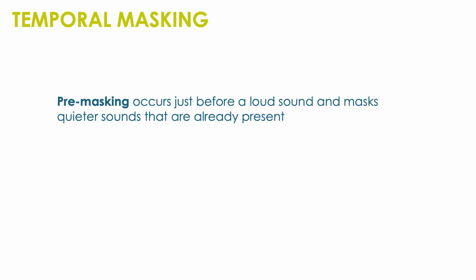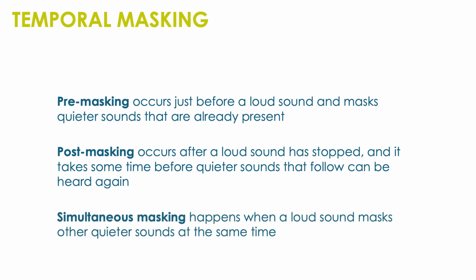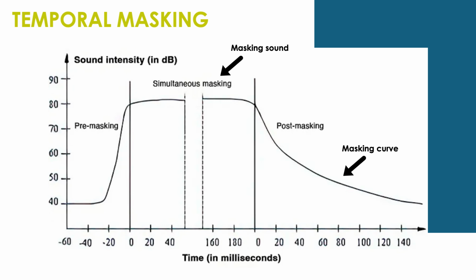Another effect is temporal masking, which refers to loud sounds obscuring quieter ones before, during, and after they occur. When it's before, we call it pre-masking. When it's after, we call it post-masking. When it's during, we call it simultaneous masking. For example, after hearing a loud sound, it takes time to perceive softer ones.